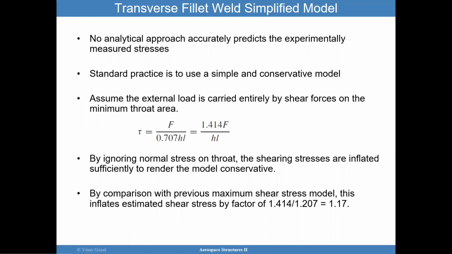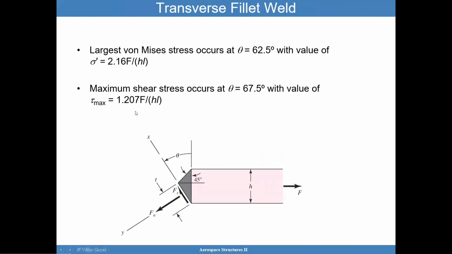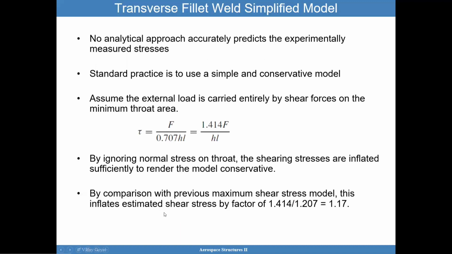So the standard practice is to use the simple conservative models that we're discussing. And we assume that external loads are simply carried entirely by the shear forces on the minimum throat area. And we also sometimes even ignore the normal stress on the throat. The shear stresses are inflated to sufficiently render the model conservative. So that's one approach that people use. This is totally acceptable right here, just trying to explain that the normal stress here tends to be ignored, and then the shear stress tends to be increased to account for that.